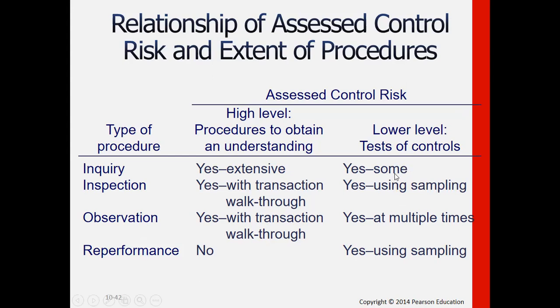Observation for lower level tests of controls, then, by the way, the control risk is low, so we can perform it at multiple times. For reperformance, if high level, no need to reperform because again, it's not going to be reliable. And then for the test of controls, we will use sampling if it is of lower level.